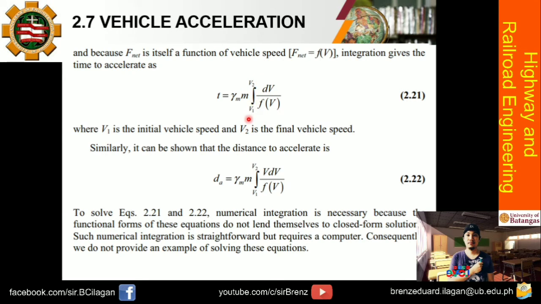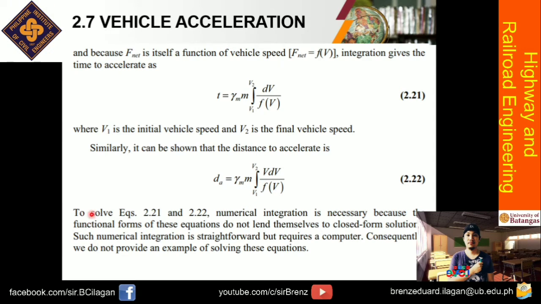So the limits are v1 up to v2, where v1 is the initial speed and v2 is the final vehicle speed. Similarly, it can be shown that the distance to accelerate is given by equation 2.22 as d sub a is equal to gamma m times m, and then the integral of v dv over F, or over the function of v, with limits v1 to v2.